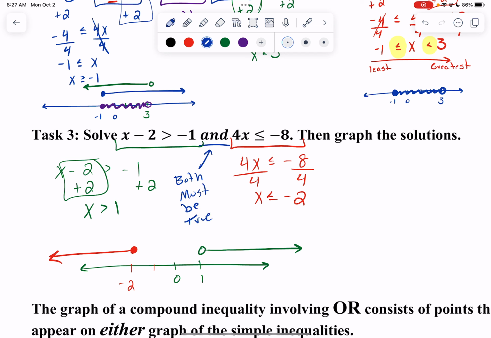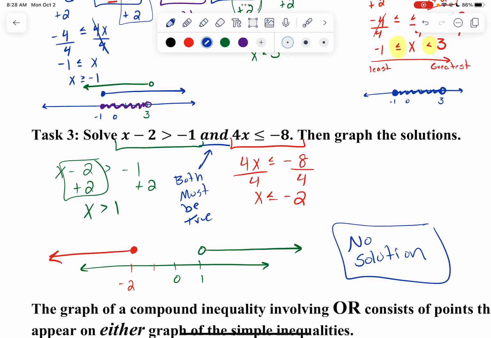Well, are there any numbers that are going to be shaded up here in green and shaded down here in red? Do they overlap at all? Nope, which tells me that there are no numbers that will make them both true. So this compound inequality has no solution. There is no number that will make them both true.